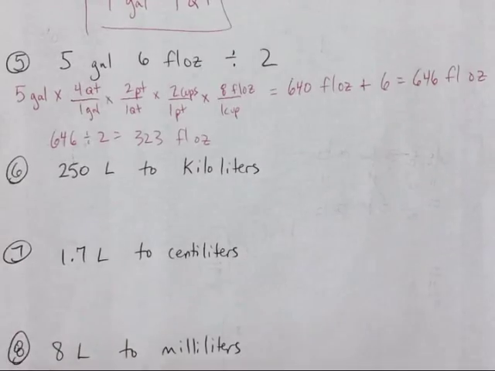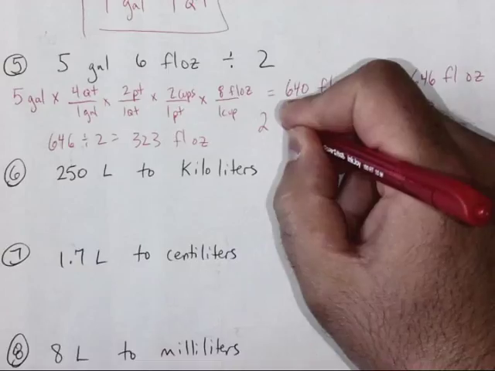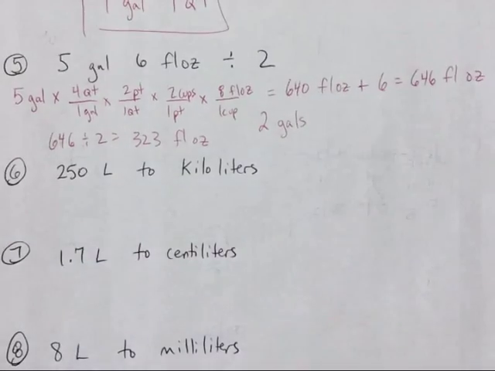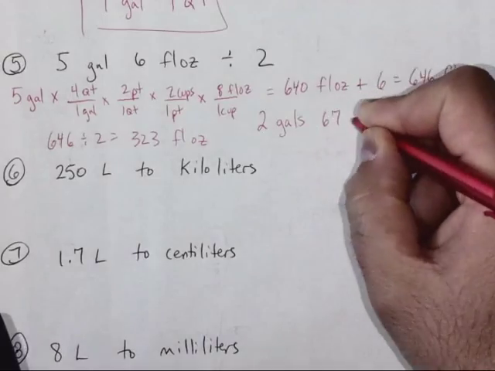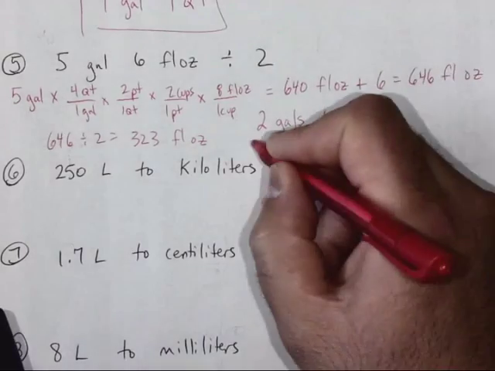However, we know that there's 128 fluid ounces in 1 gallon. So we know that there's at least 2 gallons in here, right? Because 128 times 2 would be 256. And then if I subtract 256 from 323, that tells me that there would be 68 fluid ounces remaining.